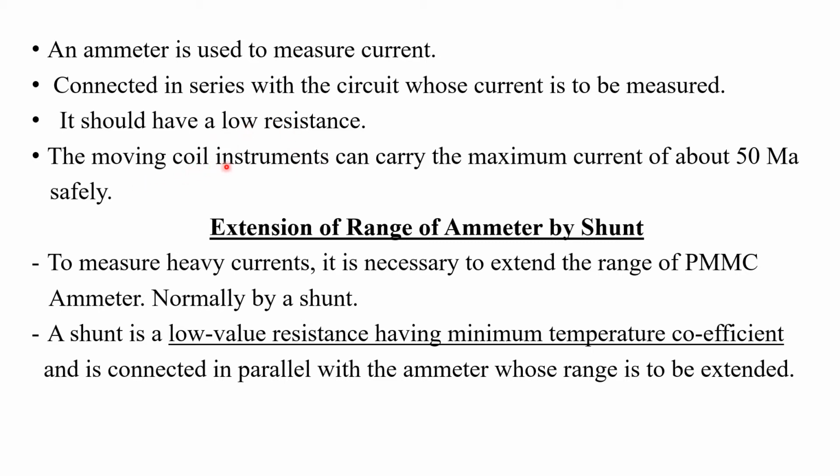In the case of MC instruments, the range of current we can measure will be 50 milliampere. That is the safe zone. If the current is higher than this range, then we need to extend the range of the ammeter for MC instruments. We can extend the range of the ammeter by using a shunt. So here we can discuss the extension of the ammeter by using a shunt.